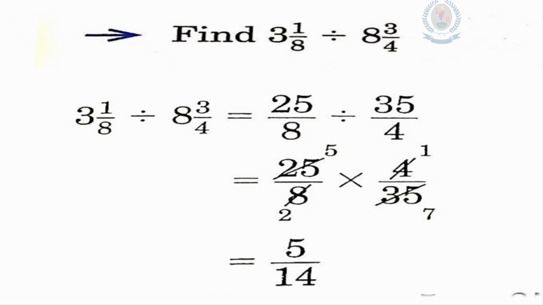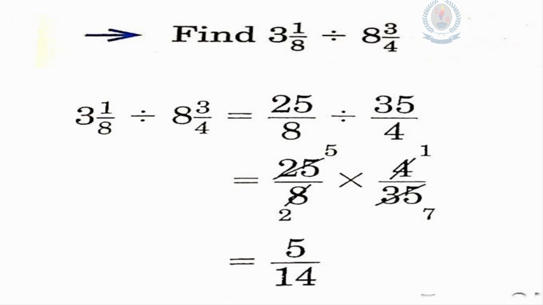Now this is a division, so you have to convert it into multiplication. When you are converting to multiplication, the second fraction turns upside down. So 25 over 8 multiplied by 4 over 35. 4 goes up and 35 comes down. Now the first fraction numerator and the second fraction denominator can be simplified by 5. So when you simplify, the answers that you are getting are 5 and 7.